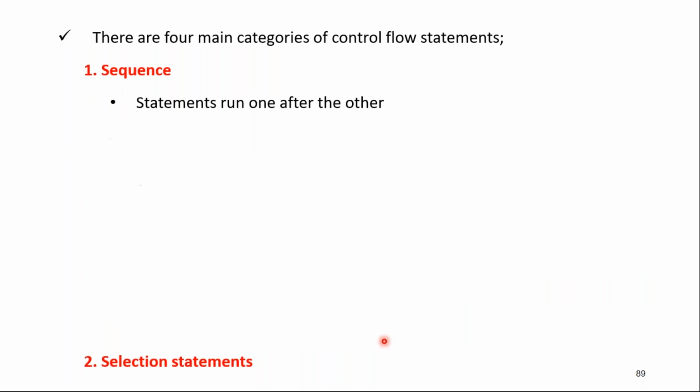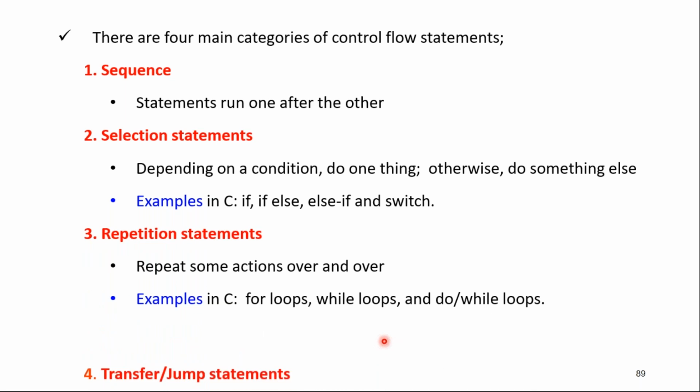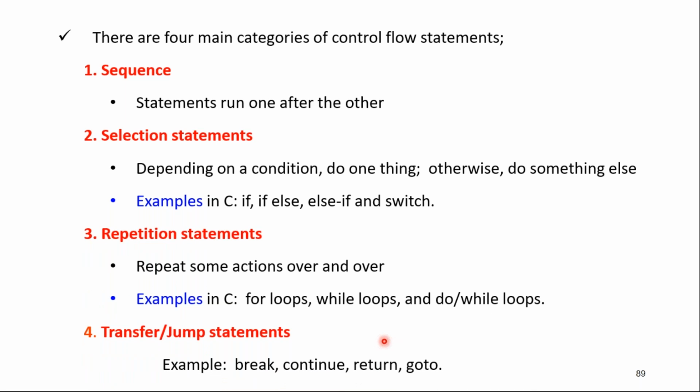There are four main categories of control flow statements. One is sequence, next is selection statements, third is repetition statements, and the next is control or jump statements.